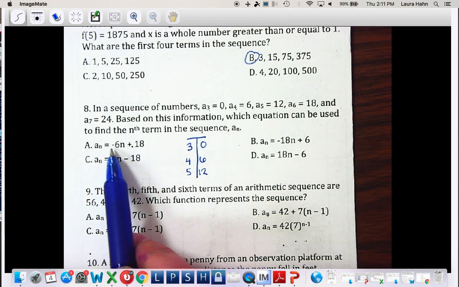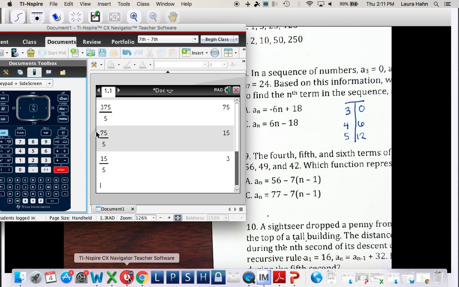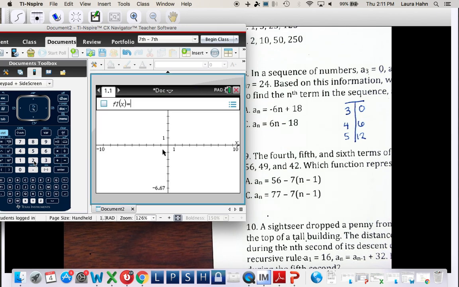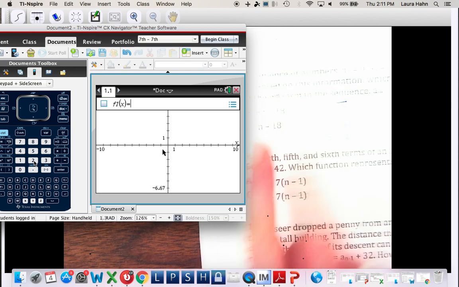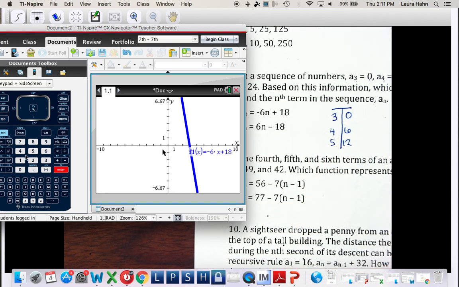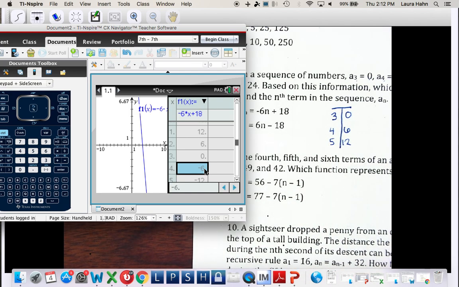So what I'm going to do is graph -6n plus 18. But the thing is, you can't type n into a graph, so I'm going to type x. Okay, so here we go. I'm going to add a graph, and I want to graph -6x plus 18. Now that I have it graphed, I'm trying to figure out which of these matches, so I'm going to open the table, Control T, and scroll down to my third term, which is 0, but is that fourth term -6? No, we wanted a +6, so I know the answer cannot be A.